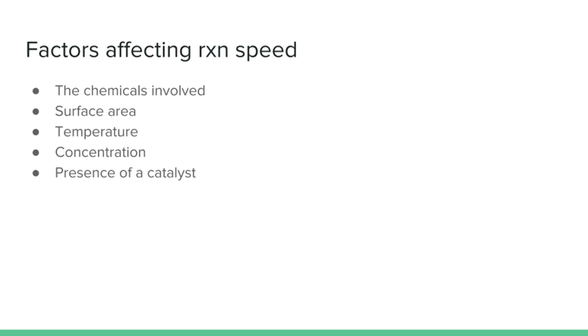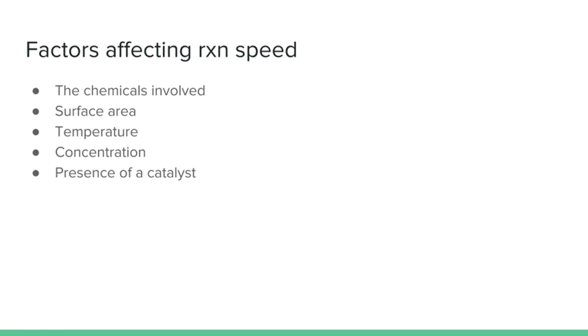Now, as for what determines or affects the speed of a reaction, there are a number of these things, and you can get very detailed and complicated, or you can just do a surface view of those. We're going to stick largely to the surface. The factors are the chemicals involved in the reaction, the surface area, temperature, the concentration, and the presence of a catalyst.